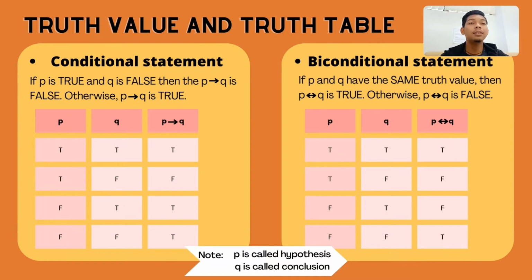The last one, we have the biconditional statement. If P and Q have the same truth value, then P if and only if Q is true. Otherwise, P if and only if Q is false. As you can look at the truth table here, if P is true and Q is true, the statement will be true. If P is true and Q is false, the statement will be false. If P is false and Q is true, the statement will be false. And if P is false and Q is false, the statement will be true. So we can see here, the same truth value makes the statement true.